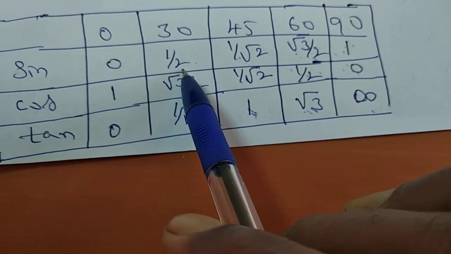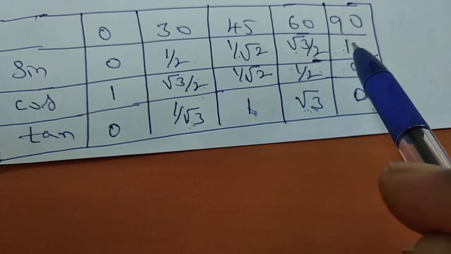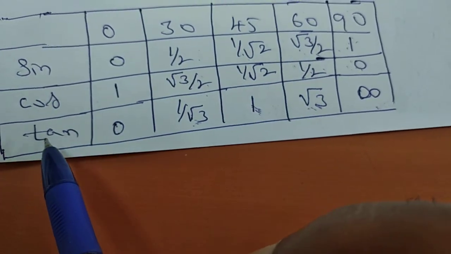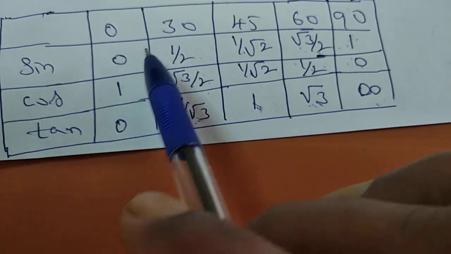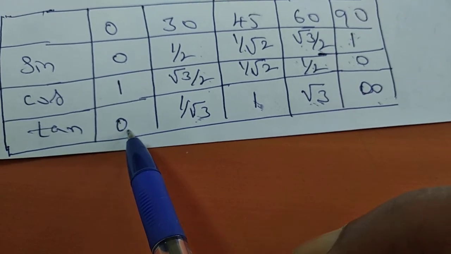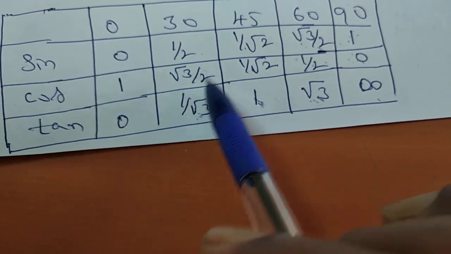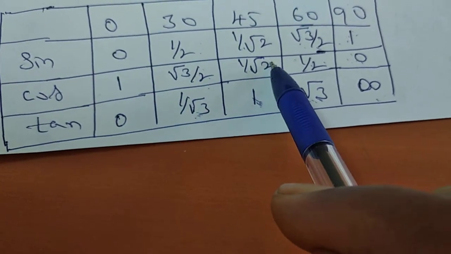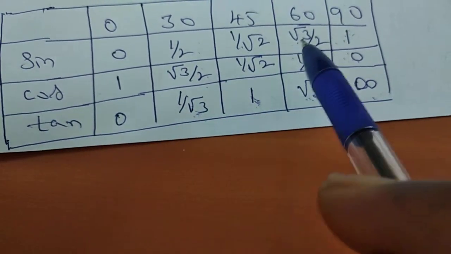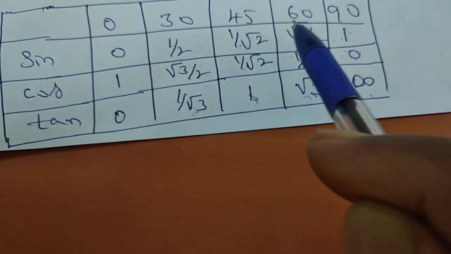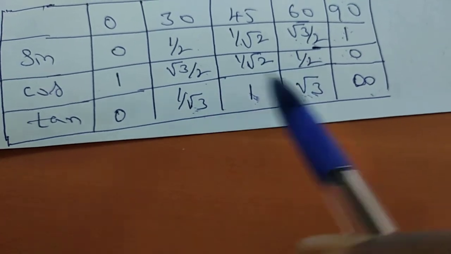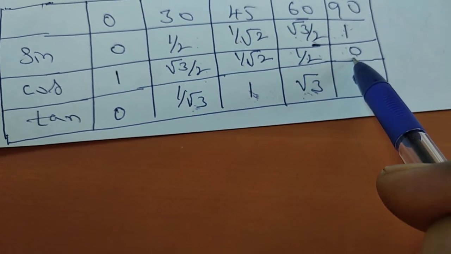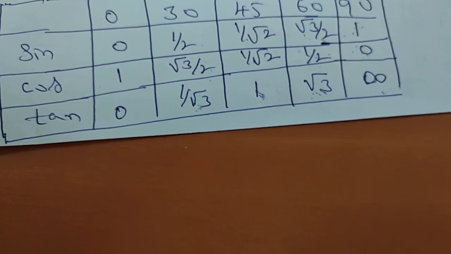See here, 0, 1 by 2, 1 by root 2, root 3 by 2, 1 is there, no? For cos it is the reverse process. So now tan means sine by cos. So 0 by 1, that is equal to 0. So 1 by 2 divided by root 3 by 2, 1 by root 3. Tan 30 is 1 by root 3. So tan 45: 1 by root 2 divided by 1 by root 2, 1. Tan 60: sine 60 by cos 60, root 3 by 2 divided by 1 by 2, root 3. So next tan 90. So sine 90 is 1, cos 90 is 0. 1 by 0 is infinity.